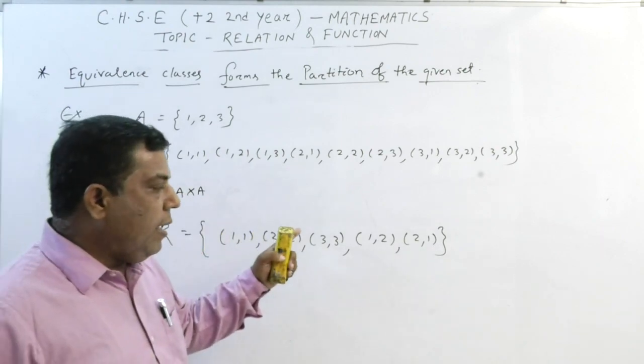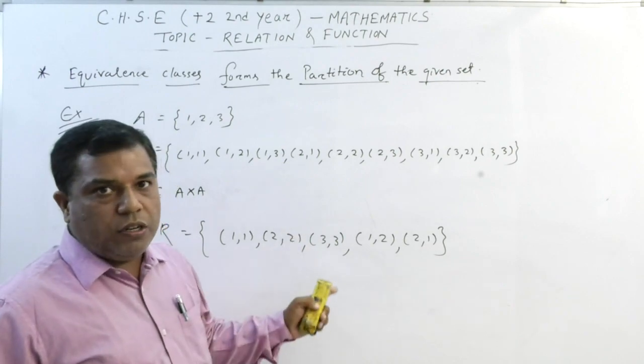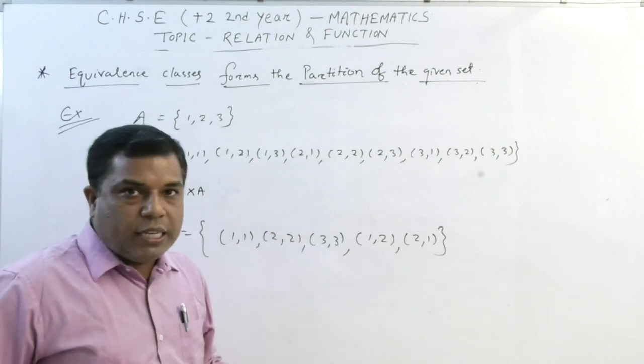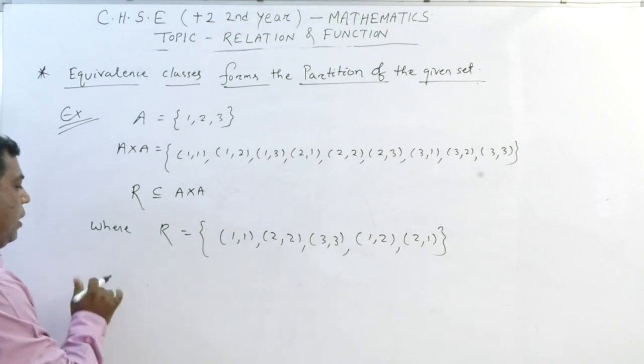If this equivalence relation is present, we are able to get the equivalence classes. Yes or no?